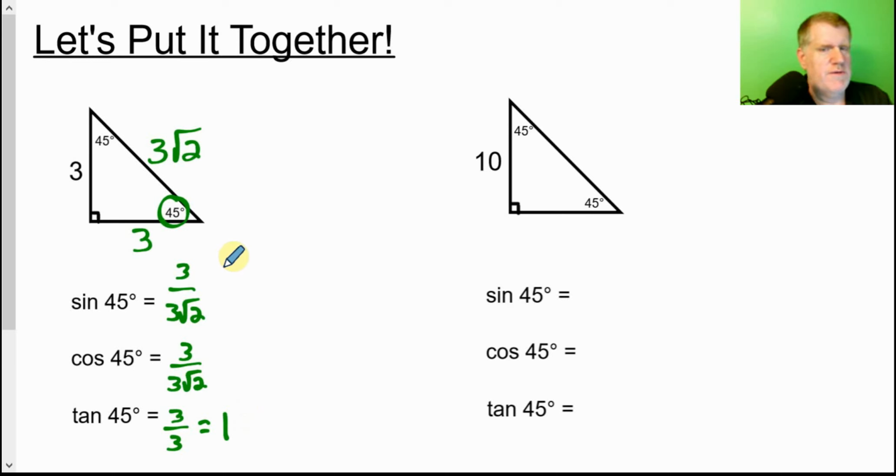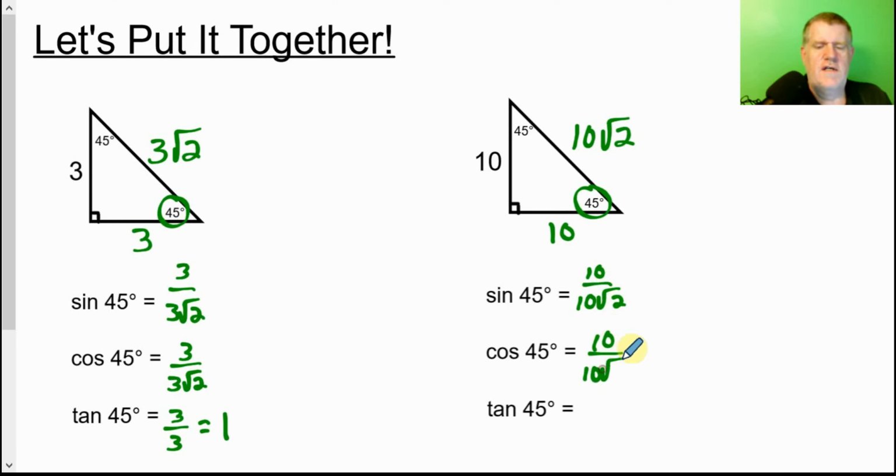Now again, I'll come back to simplify those, but let's do this. If this is 10, this is 10, this is 10 root 2, our sine would be, doesn't matter which one, they're both 45, opposite is 10 over 10 root 2. Same thing with cosine. Adjacent is 10, hypotenuse is 10 root 2. While the tangent is opposite over adjacent, they're both 10. So notice how the tangent of 45 is always 1.